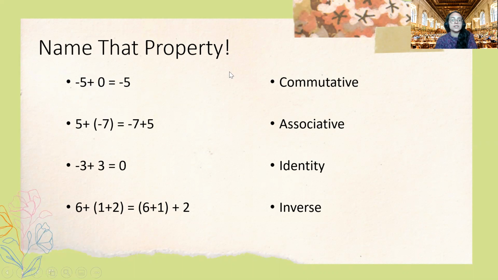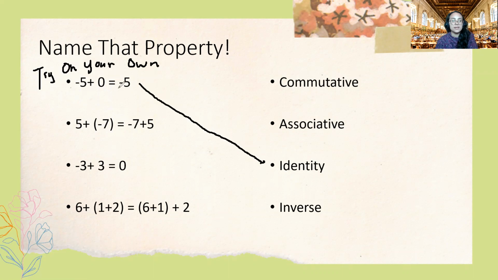This is actually a really good opportunity for you to try this on your own. Look at all of our properties, and here are our properties on the right-hand side. These are the names, and these are some examples. You would basically draw a line from the example to the property that explains it. This would be a really good opportunity for you to look at the notes and match these up.